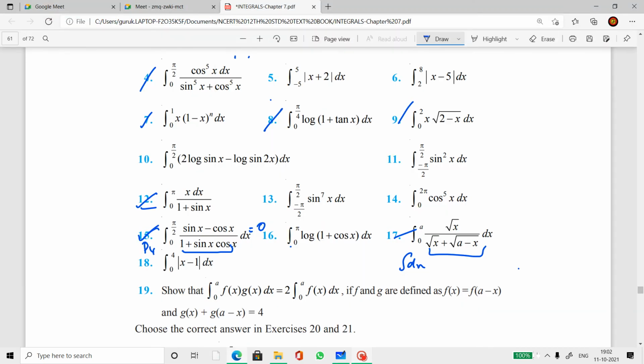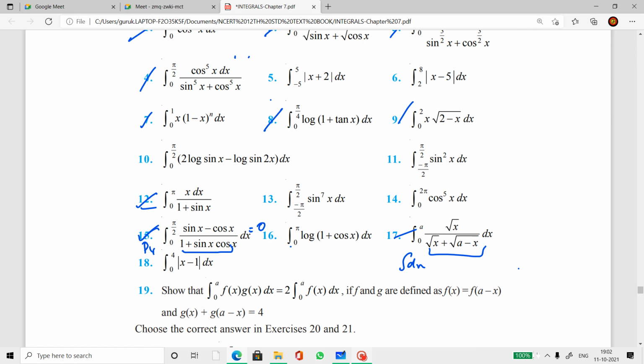So with this, I've done all the models covering property 3 and property 4. The rest of the questions will have property 4, but they will be applying various other properties also. So that's it for today. Thank you.